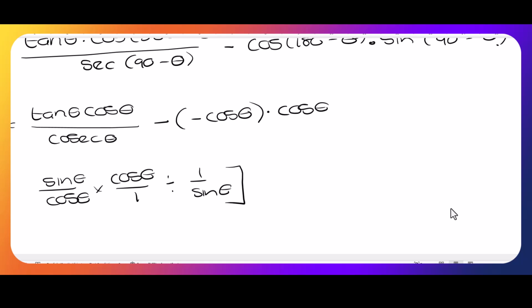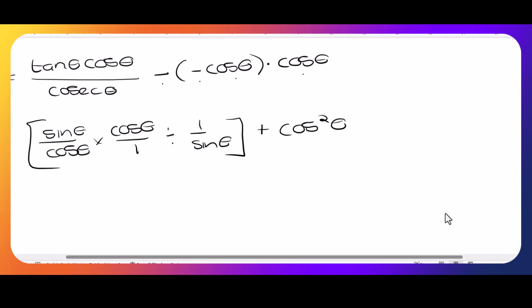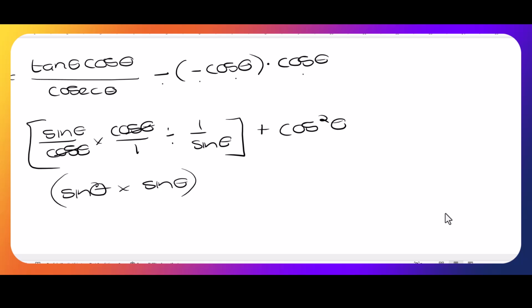I'm just going to do that quickly. Then we're going to have a negative, and a negative is a positive, plus cos square theta, because cos theta multiply cos theta gives me cos square. So if I look at this, ladies and gentlemen, these two are going to cancel out. So I'm going to have sin square, sin theta multiply with sin theta. Turn your division into a multiply, plus cos square theta. That gives me sin square theta plus cos square theta, and that is equal to 1.